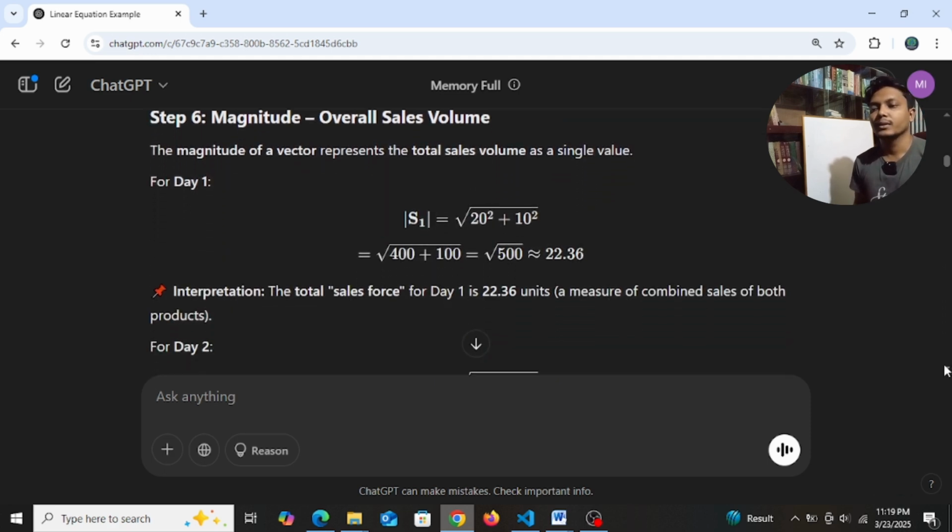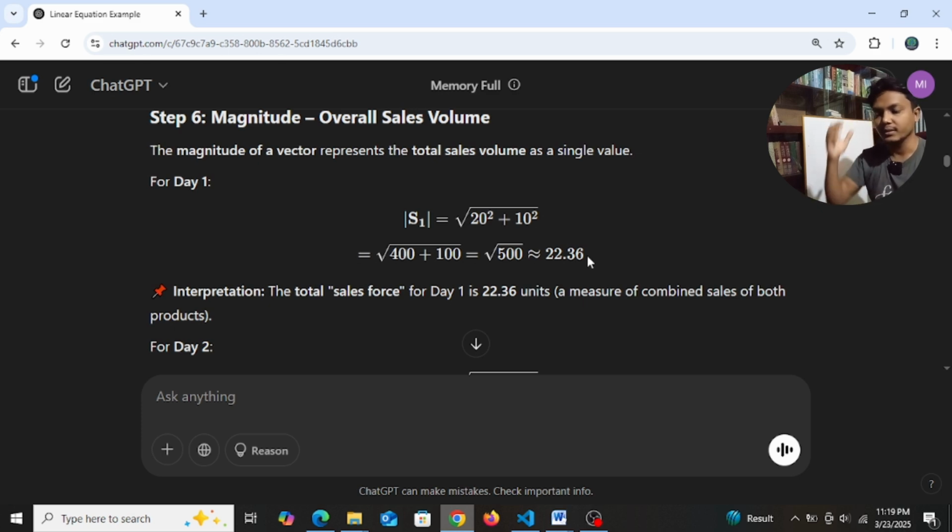And now we will go for the magnitude, and we will try to understand where magnitude is applied in real life, okay. So the magnitude of a vector represents the total sales volume as a single value, okay. So s1 equals the square root of 20 square plus 10 square. This is for day one. So if you calculate this, we get 22.36, okay. So the total sales force for day one is 22.36 units, a measure of combined sales of both products, okay.